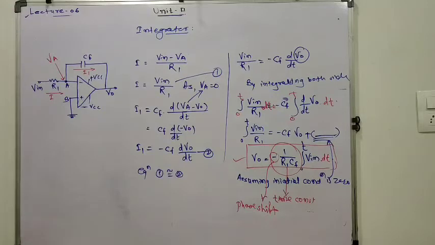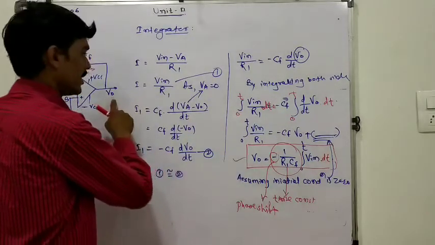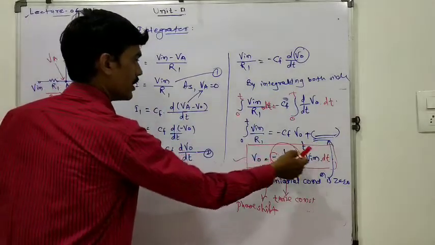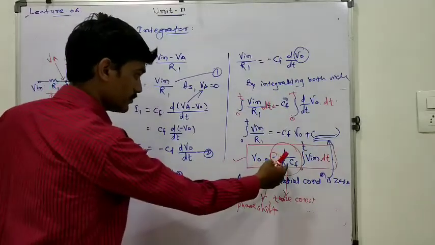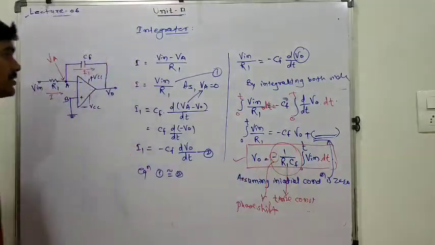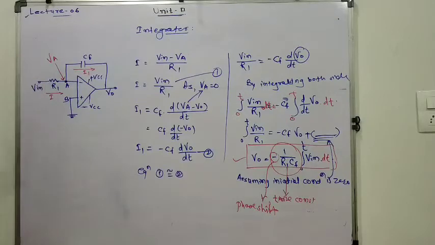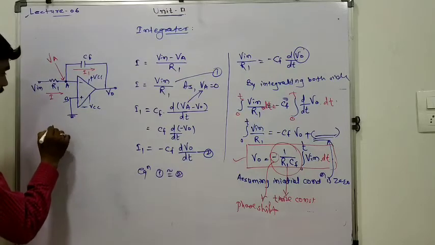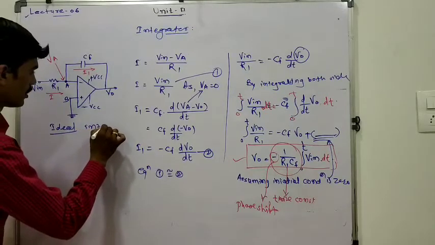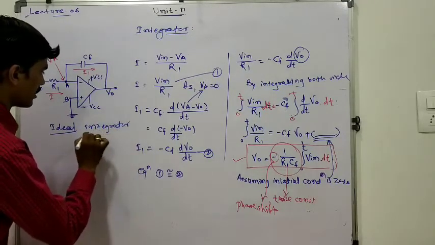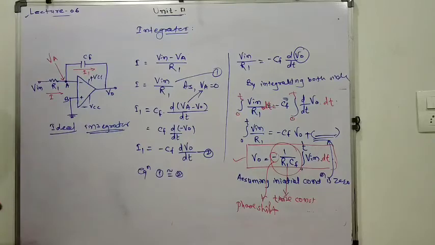So this is nothing but a formula for the output voltage of the integrator, that is integrator output voltage. Here we are getting integration of the Vin with time constant 1 upon R1 CF. This is what the integrator circuit. So now this is nothing but the ideal condition of the integrator. This is called an ideal integrator circuit.